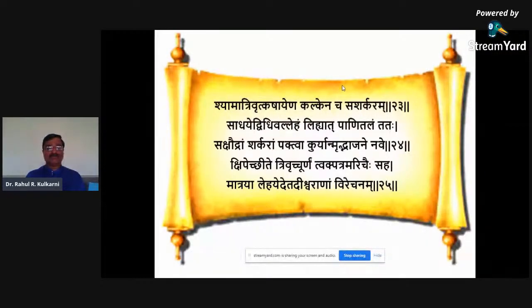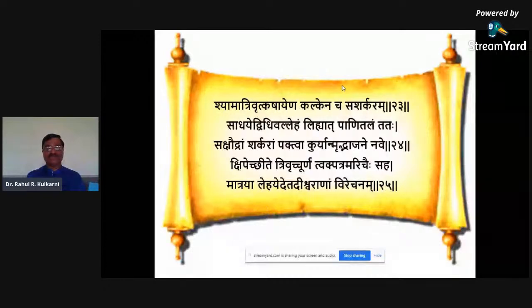Sakshaudram Sharkaram Paktva Kuryat Mrudu Bhajane Nave. Shipe Chite Trivrutchurnam Twakpatra Marichai Saha. So this Shama Trivrut Kalka and Kwatha along with Shaudra and Sharkara, it has to be subjected for Paka in Mrut Bhajana, that is earthen pot, and once it is cooled down, Chipet Chite Trivrutchurnam Twakpatra Marichai Saha. So once it is cooled down, the Trivrutchurna, Twakpatra and Maricha are to be added.